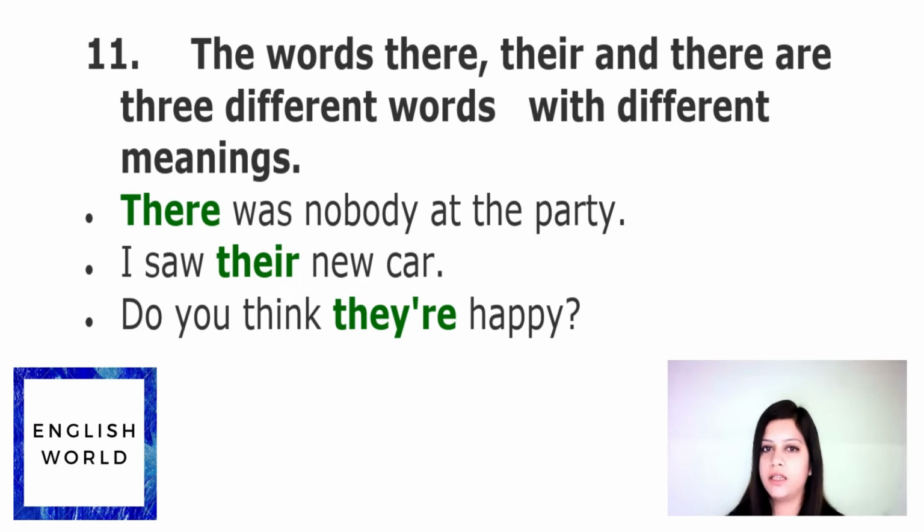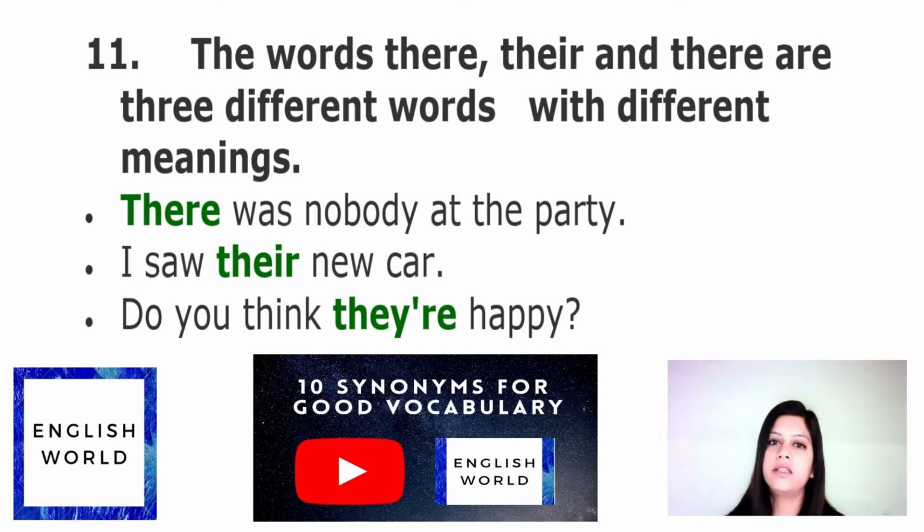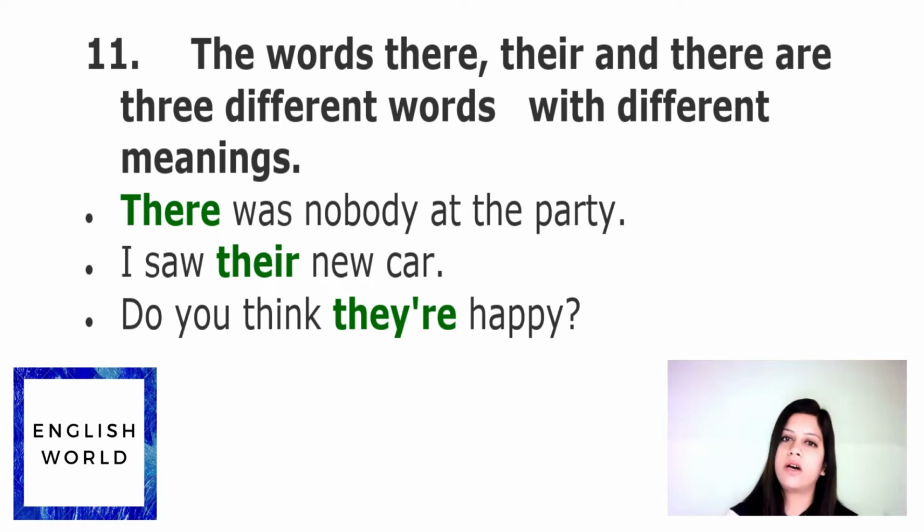The next one, the words there and their are different words with different meanings. There was nobody at the party. There means wahan, or there can also be used for general statements like there is a nice car, there are many people in this country. So anything. There was nobody at the party. So that means that there was wahan par.